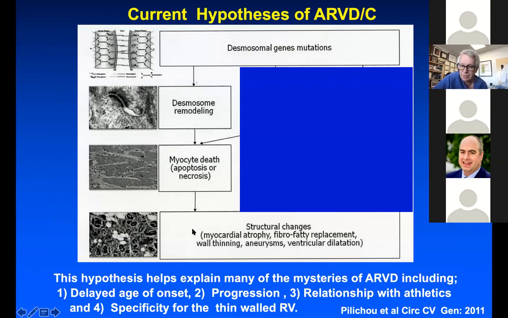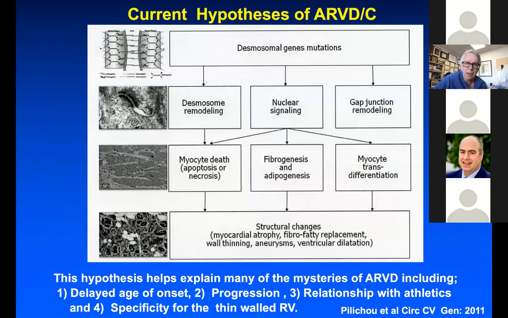That's the simple way of thinking about it. And then you have the way people like Jeff Saffitz like to think about it, the scientists. You have these desmosomal gene mutations that cause nuclear signaling of Wnt and other nuclear signaling proteins, and that turns on apoptosis and fibrogenesis and adipogenesis and transdifferentiation of myocytes. Turns out it's very, very complex.